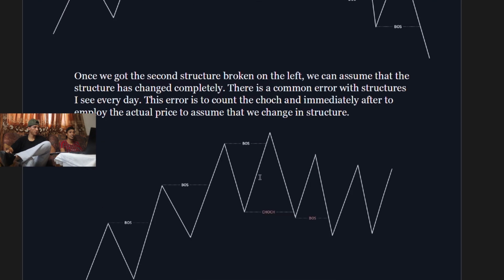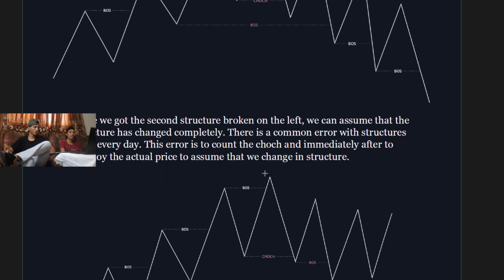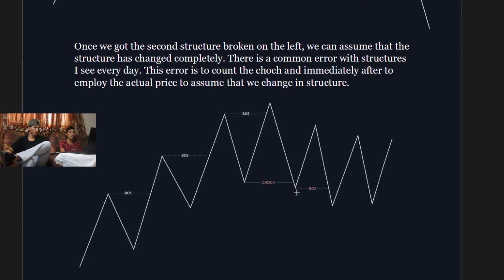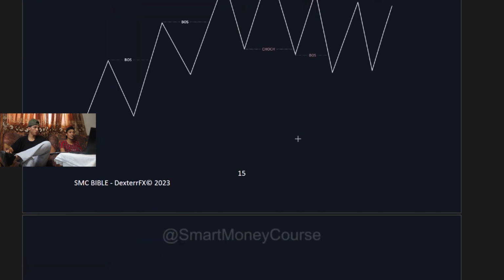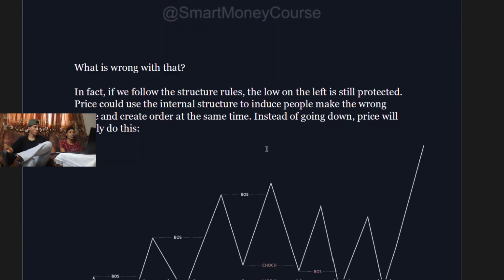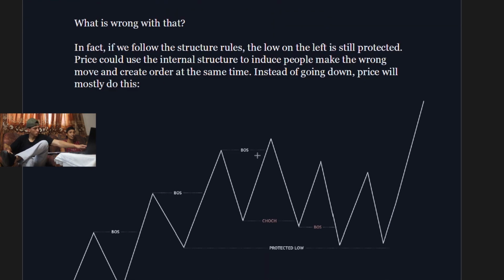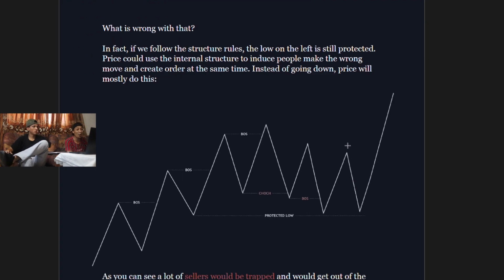So you can see there. Here we see another example. Here we got change of character, BOS. You can just look at that yourself. So what is wrong with that? Okay, just zoom out a little bit. What is wrong with that? In fact, if we follow the structure rule, the low on the left is still protected. Which is that? This one, yeah.